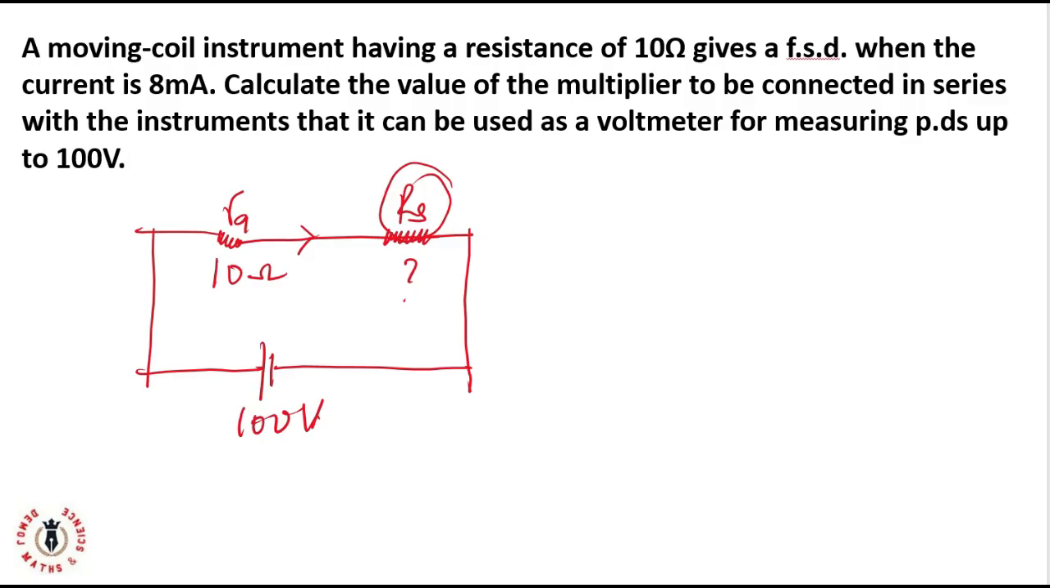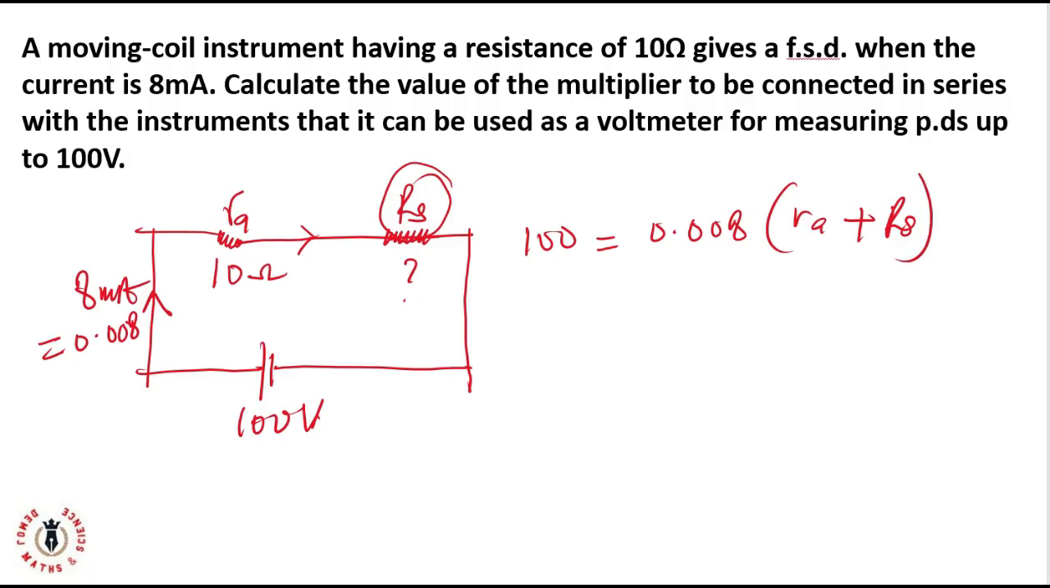Now my instrument is to move with a current of 8 milliamperes. 8 milliamperes is the same thing as 0.008. So that my 100 volts will be the same thing as 0.008 into RA plus RS. That means my 100 will be equal to 0.008 into 10 plus RS.